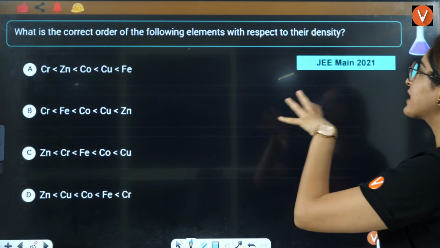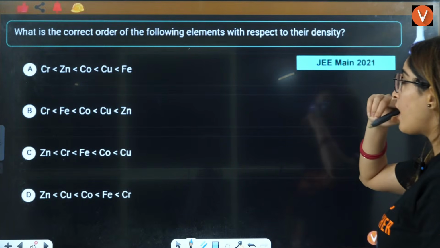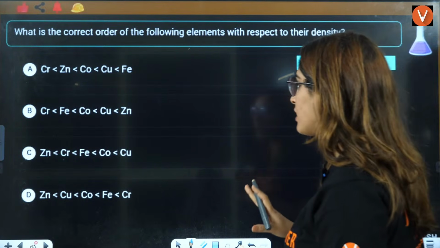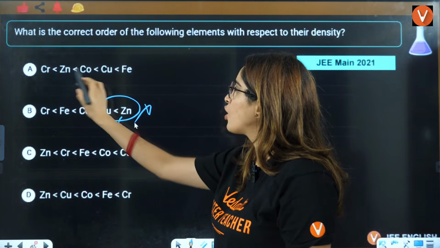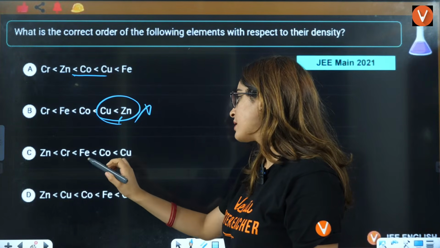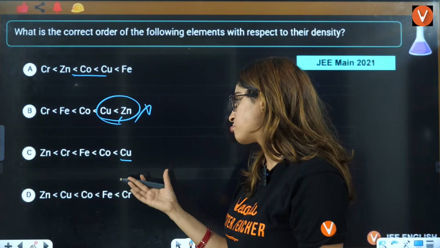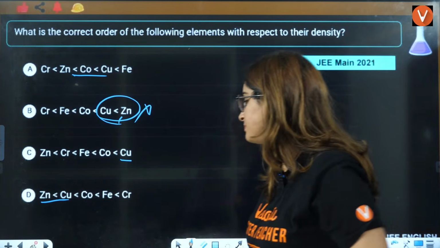So what is the correct order of the following elements with respect to your density, right? Now, we know that for the density of zinc and copper, copper should be greater than zinc. So this should not be correct. Copper is greater than zinc, okay? Here copper is greater than zinc, okay? Here copper is greater than zinc.